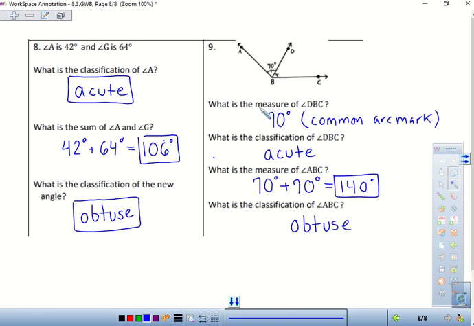Is everybody good with that? How we did it? You ready to try a practice sheet on this? You ready to get this practice sheet done before you play on your phone?